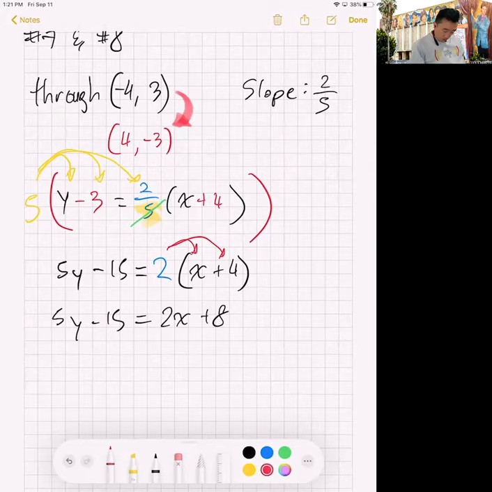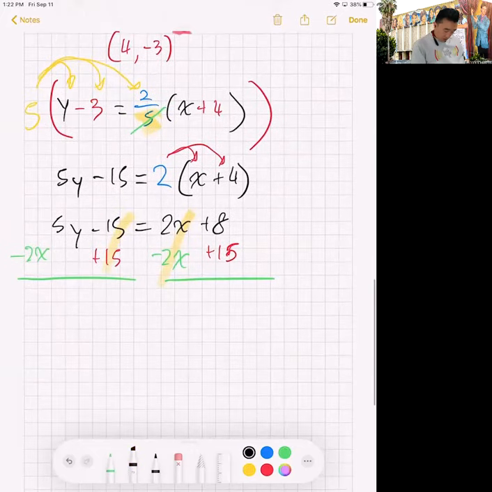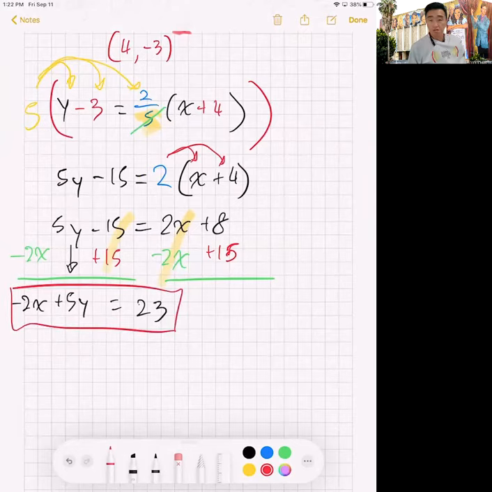Again, we're going to move the 15. We're also going to move the x. This cancels, this cancels. So what do we have left over? Oh, sorry. You have 2x plus 5y equals 23. And boom, there you have it.